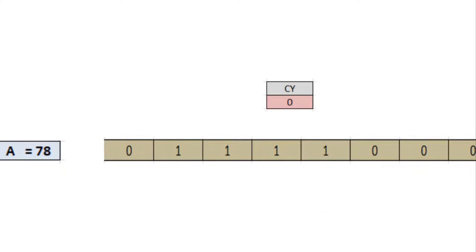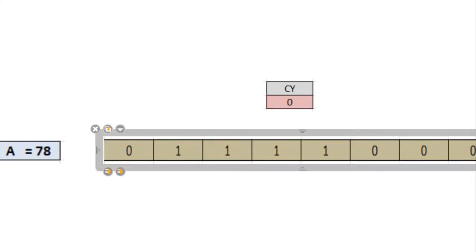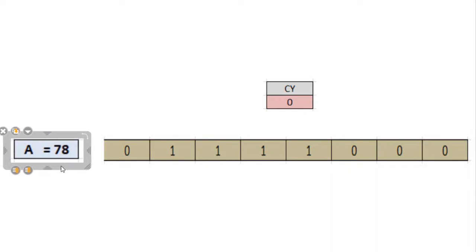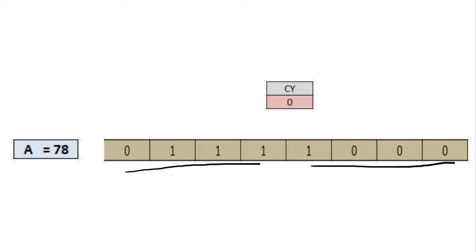As we can see in this case, we have some data stored in register A. Suppose the data in register A is 78. If we write 78 in binary, 7 is 0111 and 8 is 1000. Now if this 78 is a signed number, then the leftmost bit determines the sign of the number. If this bit is 0, the number is positive. If it is 1, it is negative. This is the sign bit, the D7 bit.